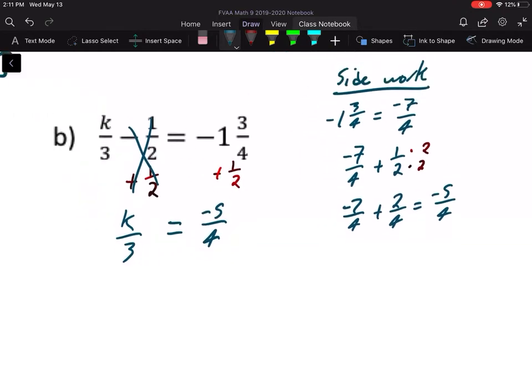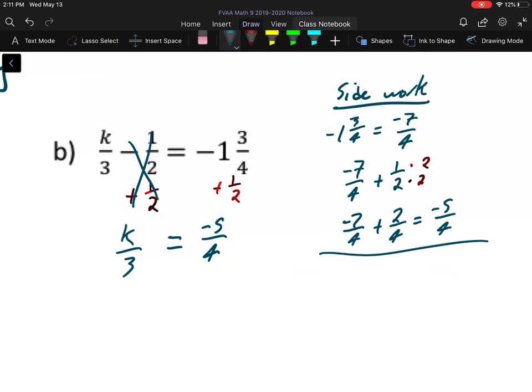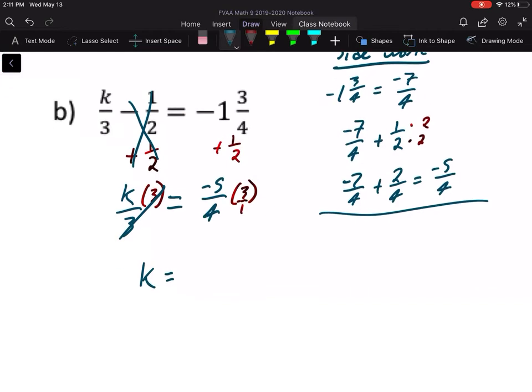All right. Now, here, because it's k divided by 3, the opposite operation of division is multiplication. So I'm going to multiply 3 on both sides. Or again, because it's a fraction, you can multiply 3 over 1 on both sides. The 3's cancel out because 3 over 3 is 1. 1 times k is k. So I'm left with k by itself.